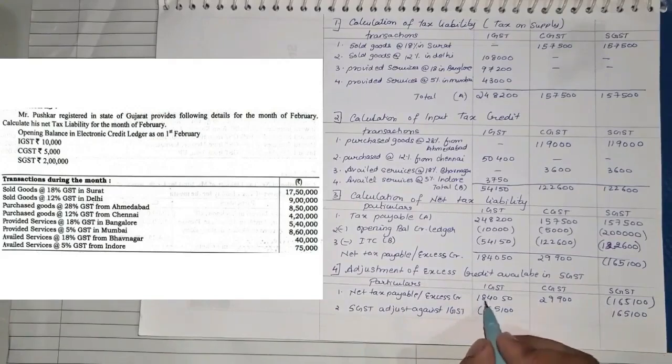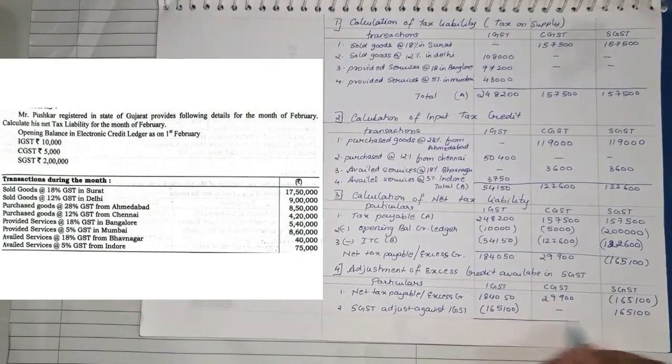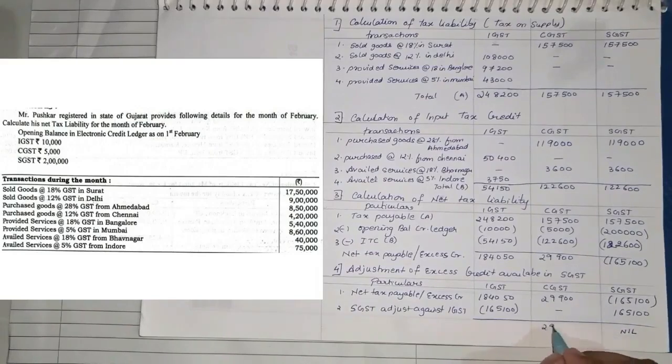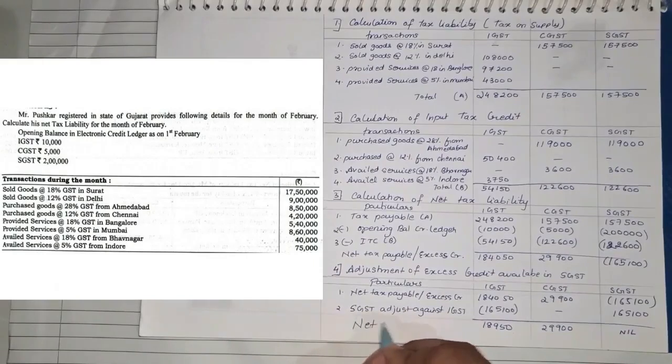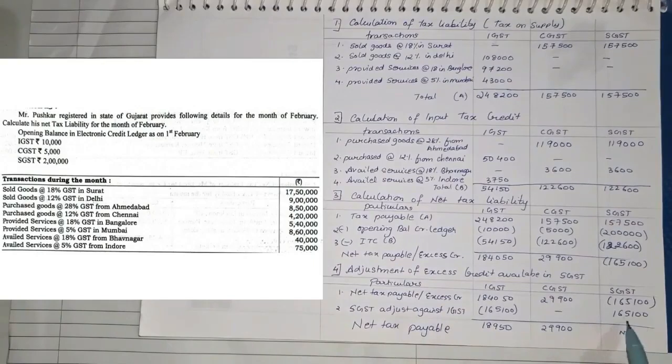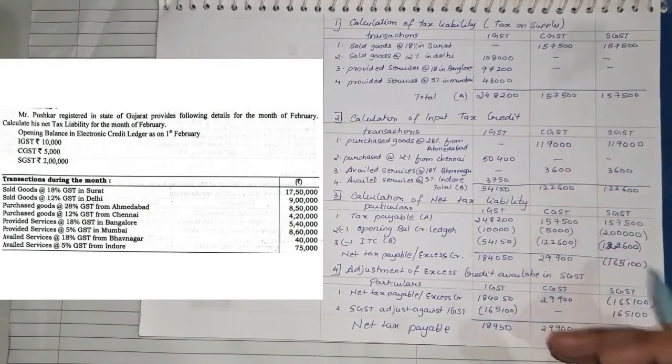Because the value is less, still IGST is on the higher side, I can use that entire amount. Nothing to do with CGST. So when I subtract it, your SGST becomes nil. This is 29,900 as it is, and when I minus the IGST, I get the value as 18,950. This is nothing but my final net tax payable. So in this sum, we were able to use the excess of SGST to pay off extra IGST. This is how the entire sum needs to be solved in 4 different parts: 1, 2, 3, and 4.